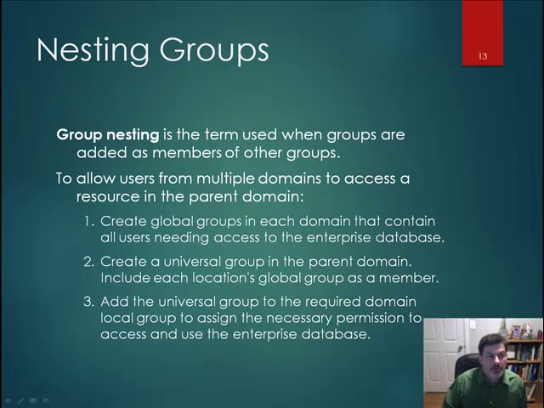And I have the ability to allow users from multiple domains to access a resource in a parent domain by nesting groups into each other to facilitate that. So I can create global groups in each domain that contain all users needing access to an enterprise database, for instance. Then I can create a universal group in the parent domain and then include each location's global group as a member. And I can add the universal group to the required domain local group to assign the necessary permission to access and use that particular enterprise database. That's how nesting groups works to facilitate access for objects in remote domains into the enterprise itself.